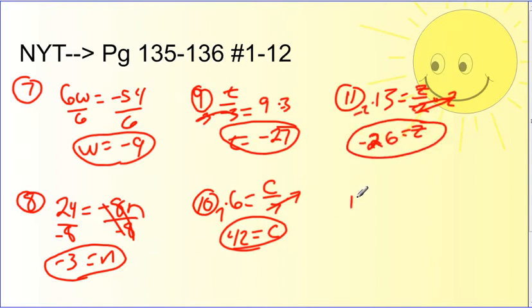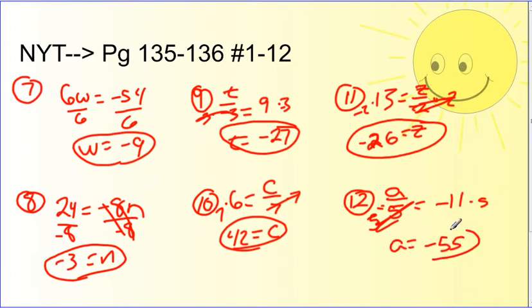And lastly, number 12 says a divided by 5 equals negative 11. Opposite of divide by 5 is times by 5, times by 5. These cancel, and a equals negative 55. Alright, so that was all 1 through 12. Hopefully you had some good success. You're going to see the same pattern repeat over and over and over again.